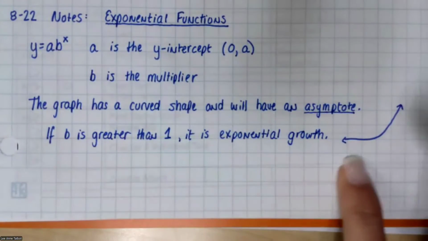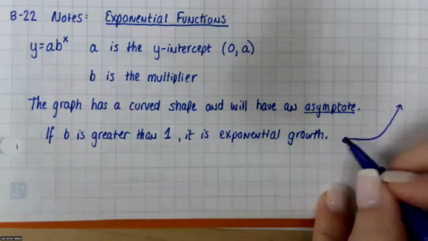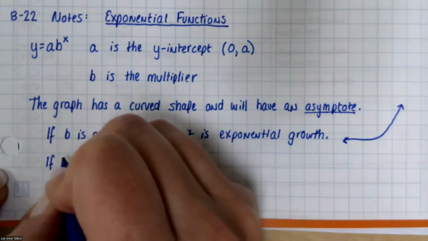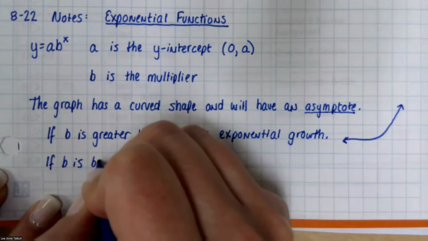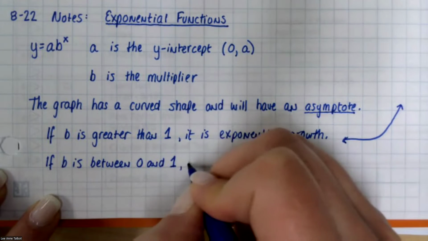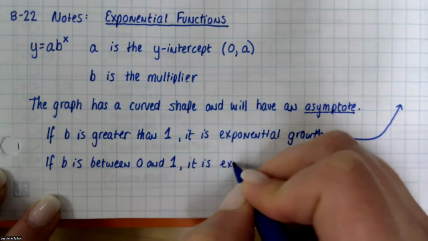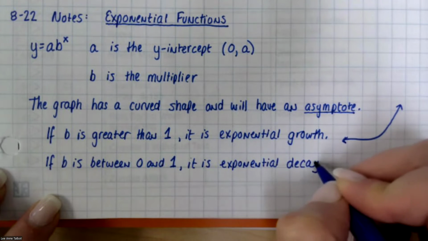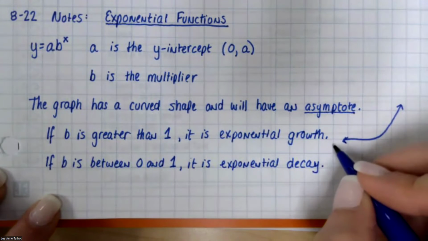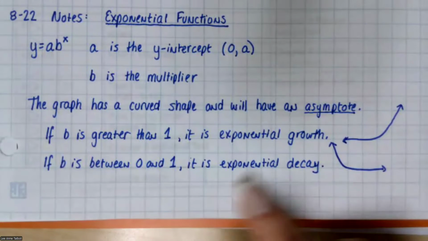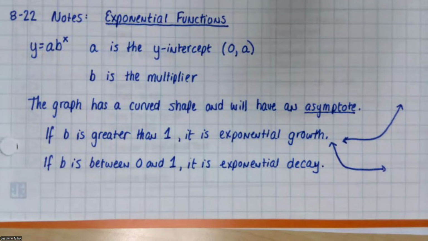If b is greater than 1, it's exponential growth and is flat along the asymptote and then goes up. One more sentence. And if b is a fraction, it's exponential decay, and it comes down and flattens out on the asymptote.